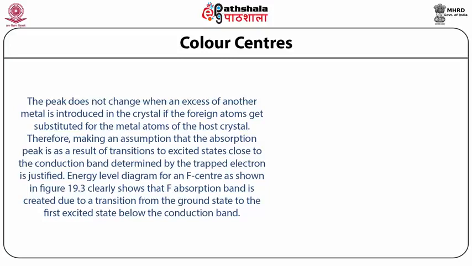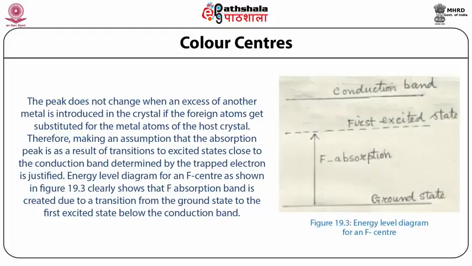Therefore, the assumption that the absorption peak is a result of transitions to excited states close to the conduction band, determined by the trapped electron, is justified. The energy level diagram for an F center, shown in figure 19.3, clearly shows that the F absorption band is created due to a transition from the ground state to the first excited state below the conduction band.